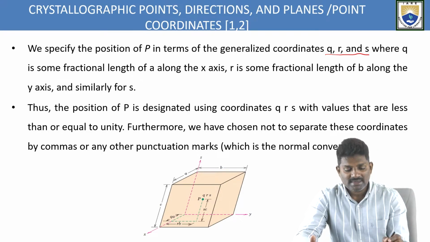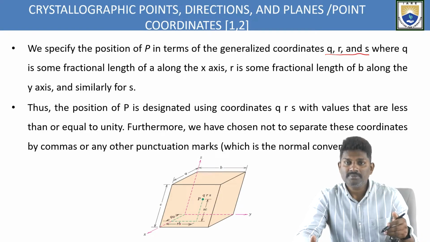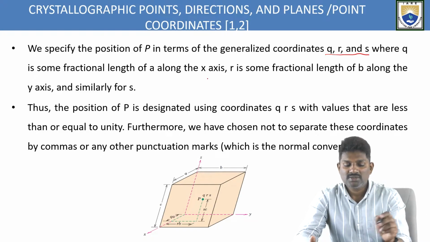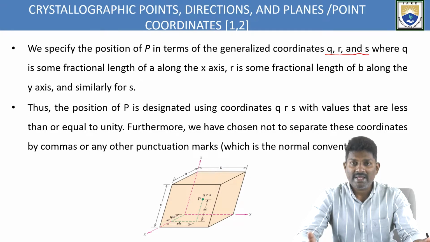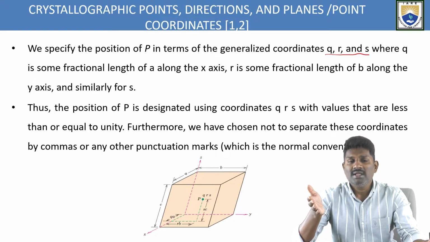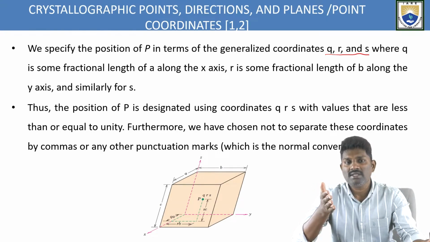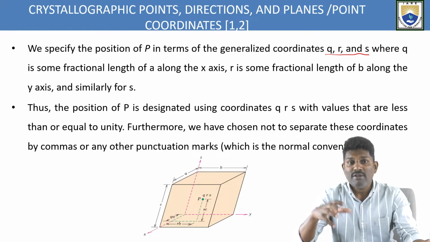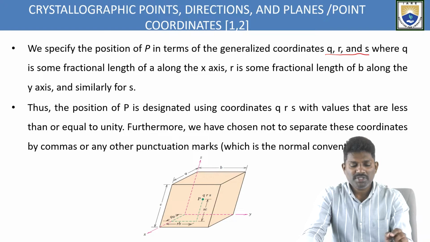So, here exactly the q is along the x direction. That's why x. So r is some fractional length along the y-axis, as well as b is along the y-axis. Similarly, s is along the z-axis. After knowing the distances along x, y, z coordinates, it is very easy for us to find out the fractions along the three coordinates x, y, z. Thus the position of the point P is designated using the coordinates q, r, s.